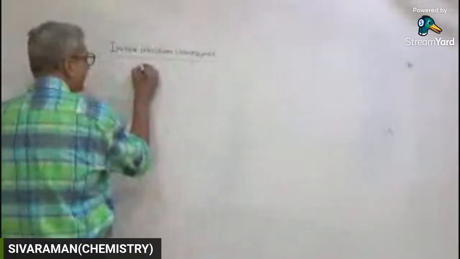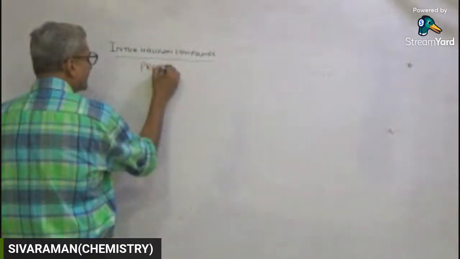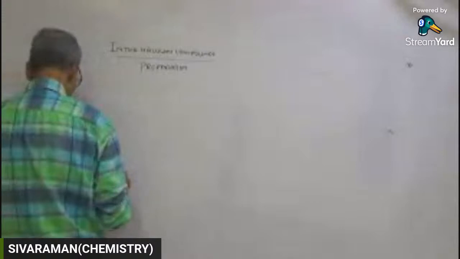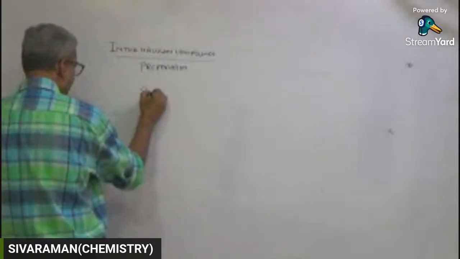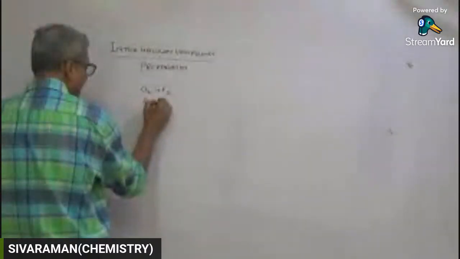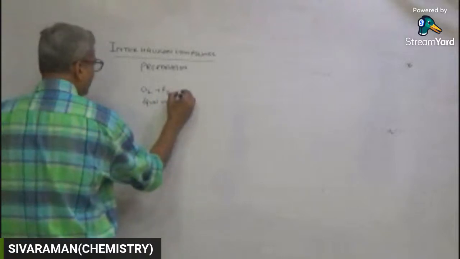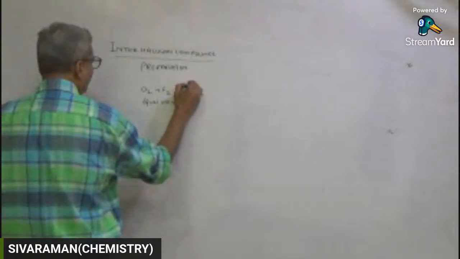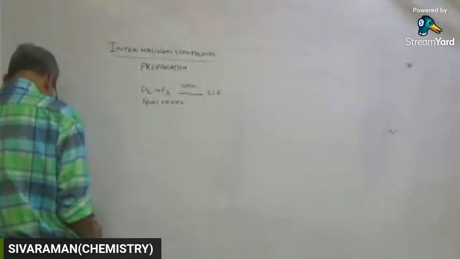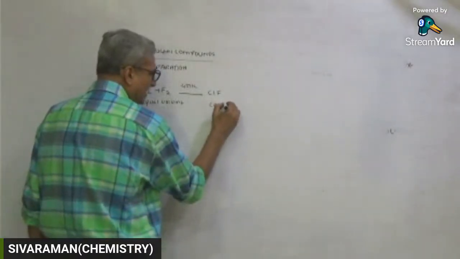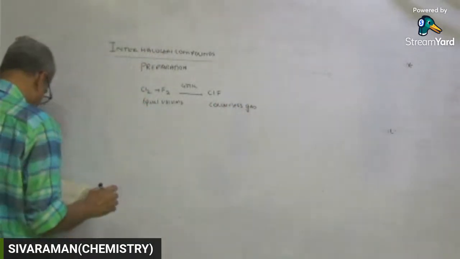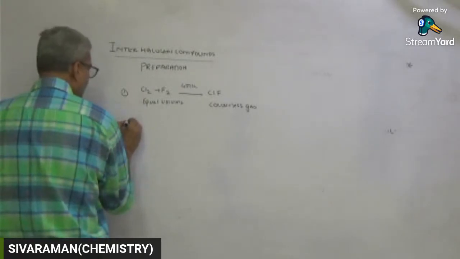So we are now talking about preparation. See, look at this. Chlorine reacts with fluorine, equal volume. At a temperature of 437 Kelvin, you get chlorine monofluoride. What can you say about chlorine monofluoride? It is a colorless gas. There are some things which are having certain color.